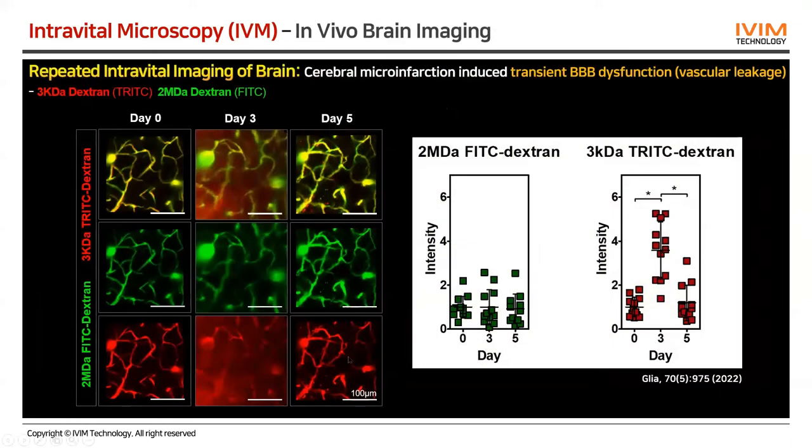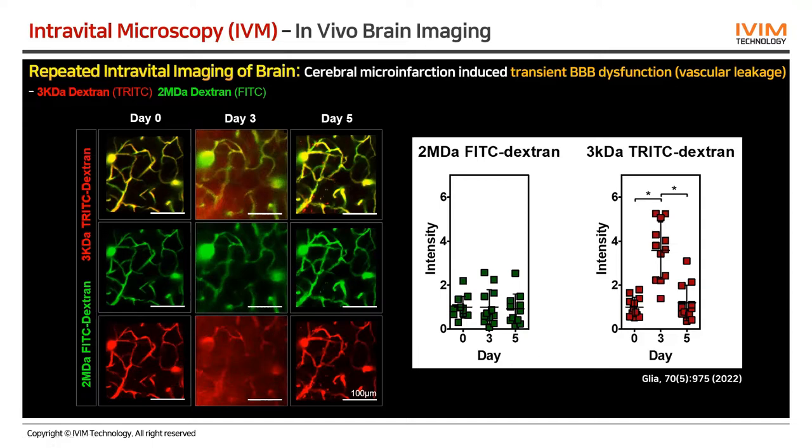This is one example of survival repeated intravital imaging of the brain. This is the same microscopy site inside the brain, as you can see from this blood vessel pattern. So this is actually the same site, and we image the same brain site at day 0, day 3, and day 5.